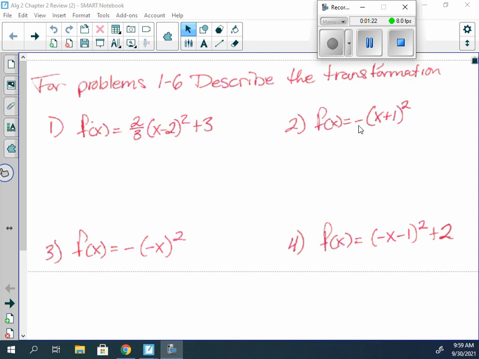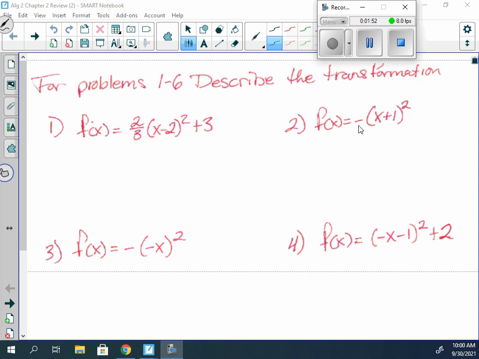Let's go on and start the review sheet so y'all can work on those here in a little bit. Now, problems 1 through 6 describe the transformation. Is there one of these in particular that y'all want to look at? 2 and 3? So number 2, we're describing the transformation, so we'll really work from the left to the right.